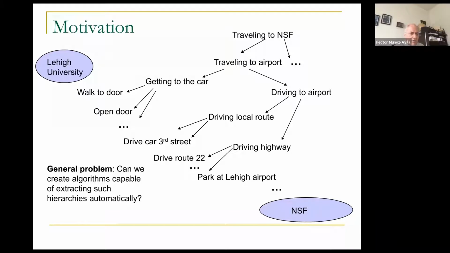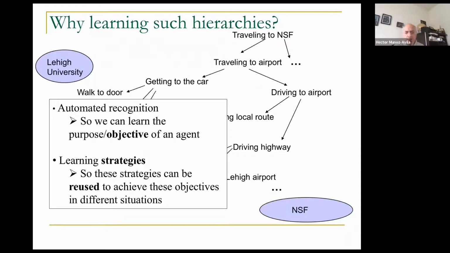Abstract or generate a hierarchy like the one I'm showing here. So there are two components here. One is a recognition problem, called plan recognition, where we want to learn the objective of the agent at different stages. And one is the strategy.